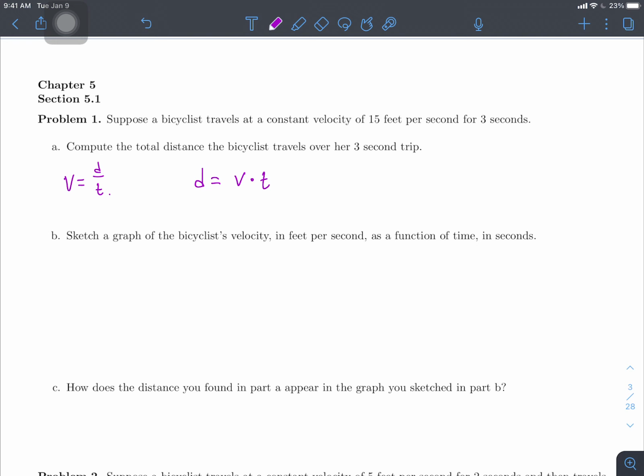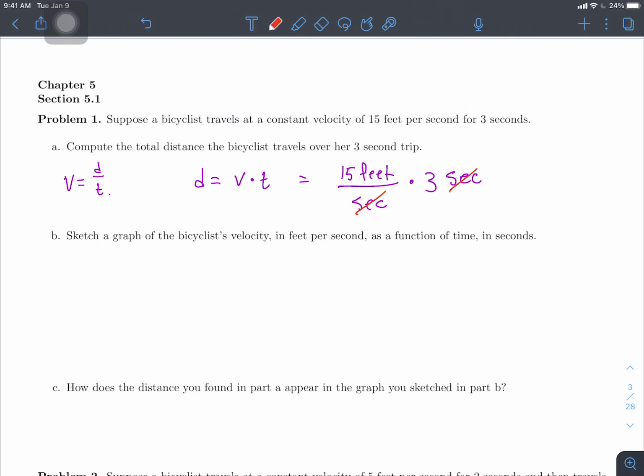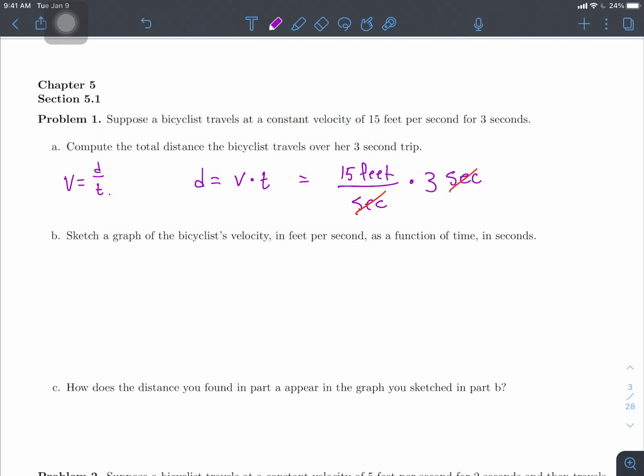So in this case, we would get 15 feet per second times 3 seconds. So the units of seconds are going to cancel out. And I'm going to take 15 and multiply it times 3. And I get 45 feet. Okay, so this is so far hopefully familiar. Okay, so let's just move on.